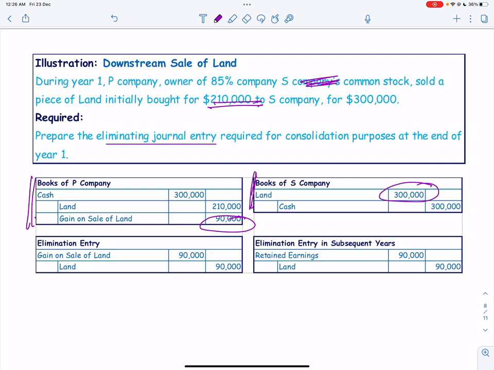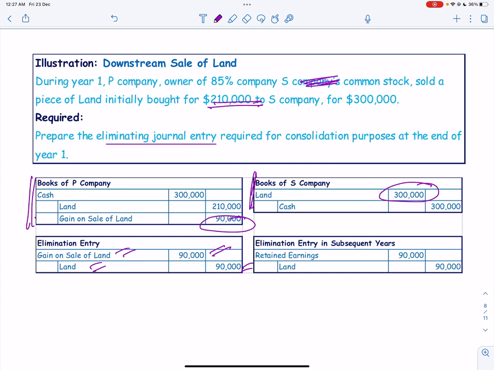Therefore, the eliminating journal entry at the end of the year will be debit gain on sale of land and credit land by 90,000. And by doing so, we fixed the problem. We eliminated the intercompany gain by debiting the gain and we reduced the land by 90,000, thus restating the land as well.